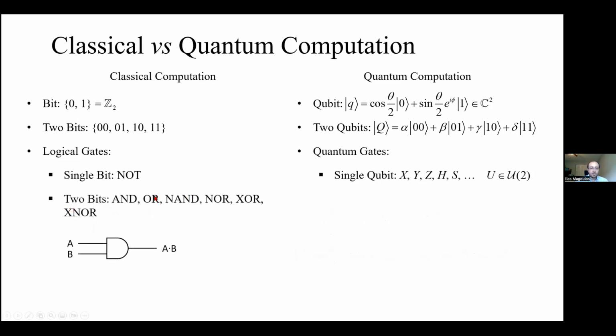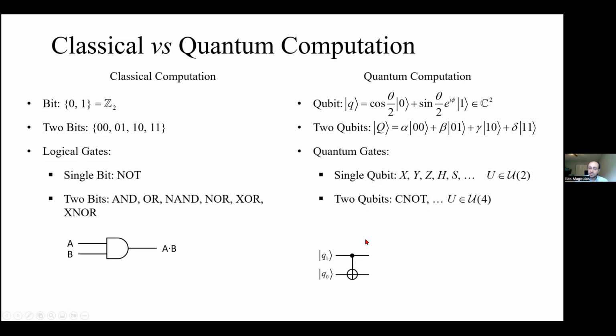On a classical computer, we also have gates that act on 2 bits, and there are many such examples. And here we have the AND gate. So if the inputs are A and B, the output will be A times B. We also have gates acting on 2 qubits on the quantum device, and the most famous example is the control NOT gate, or CNOT. Again, it is important to note that all 2-qubit gates are 4x4 unitary matrices.